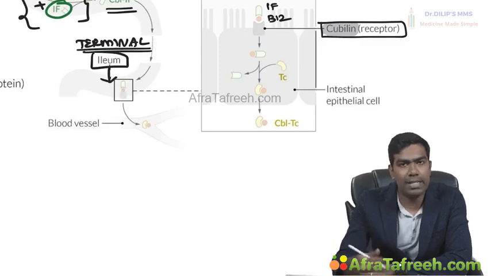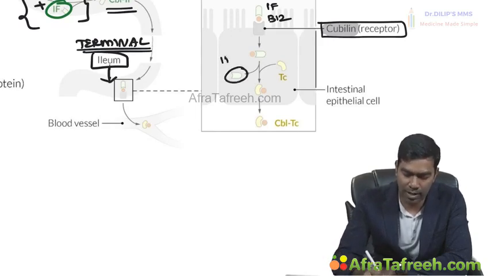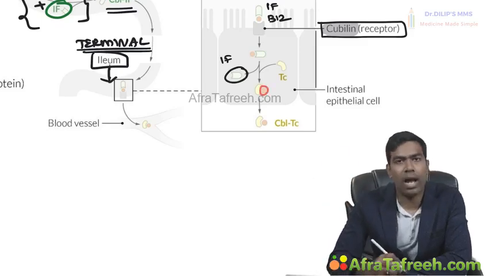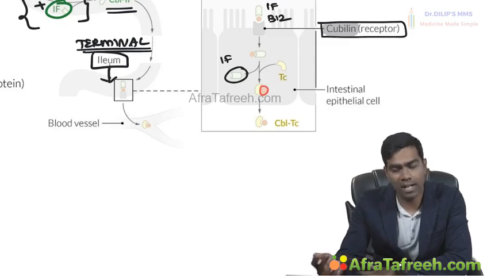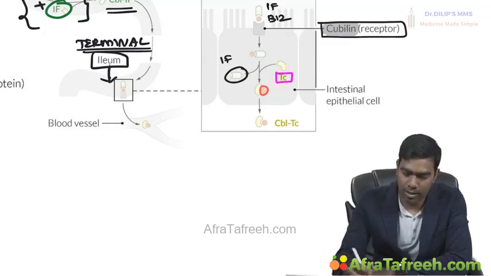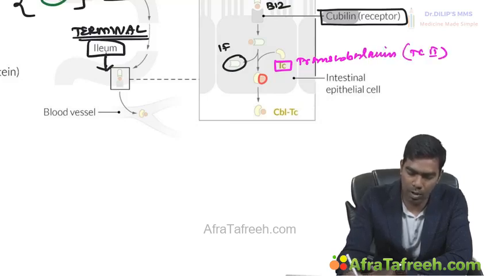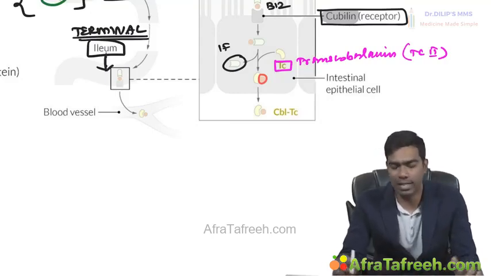So once inside the terminal ileal cell, inside the enterocyte, once again this intrinsic factor will be separated out from the cobalamin, and this cobalamin will be transported out of the cell by addition of another new protein called transcobalamin. So this is what we refer to as transcobalamin, or simply you can call it transcobalamin 2, or simply TC.